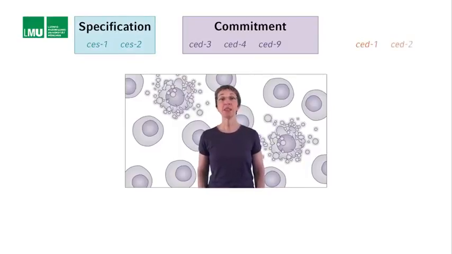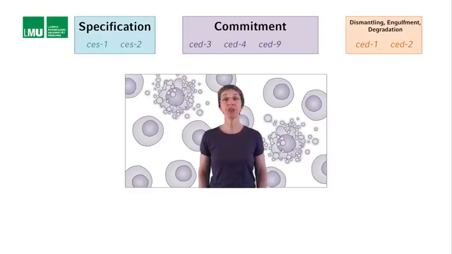And Z1 and Z2, which can mutate to block the engulfment of apoptotic corpses, act in the last step, the step during which cells are dismantled, phagocytosed, and degraded.